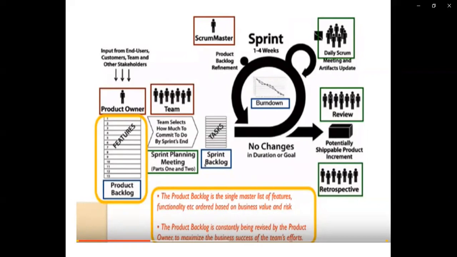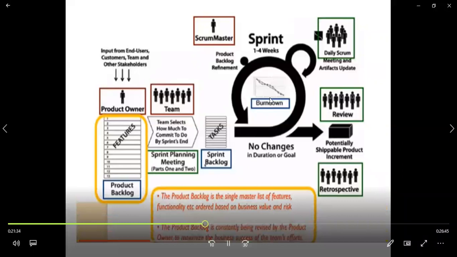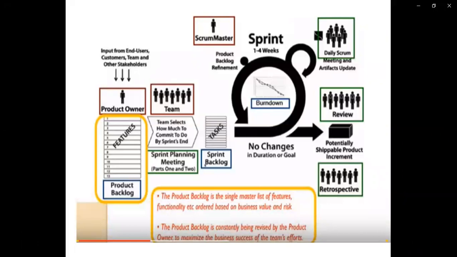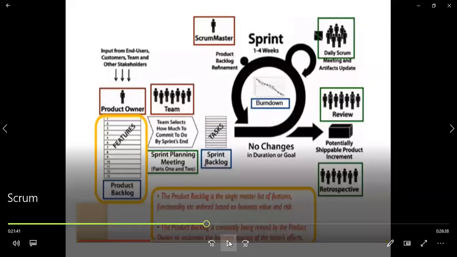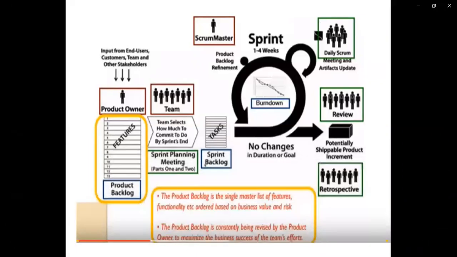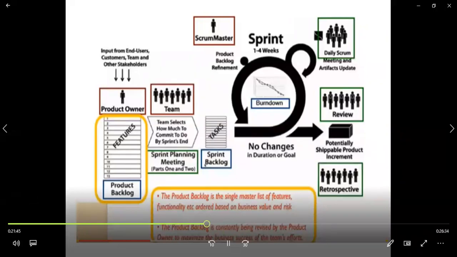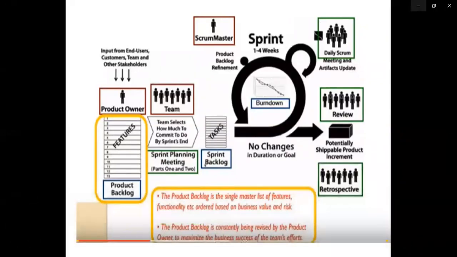So the product backlog is revised by the product owner to maximize business success. That means I have to achieve the high goal, which we can consider as maximizing the business success of that particular team's effort, so that the team I am going to select is a committed team, or one who has all the characteristics required to achieve that. Transparency, commitment, and responsibility, everything is to be there, and it is to be given to that particular team, right?